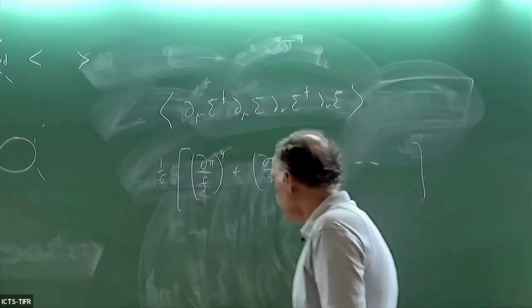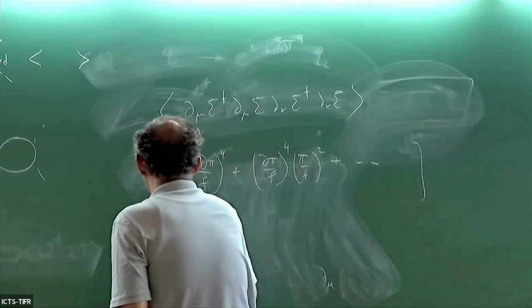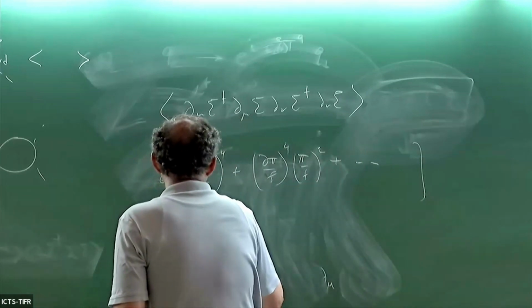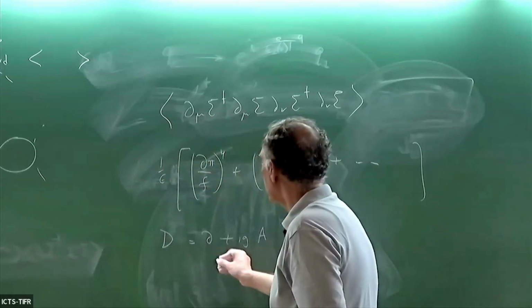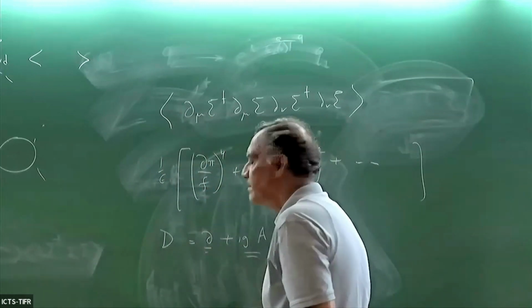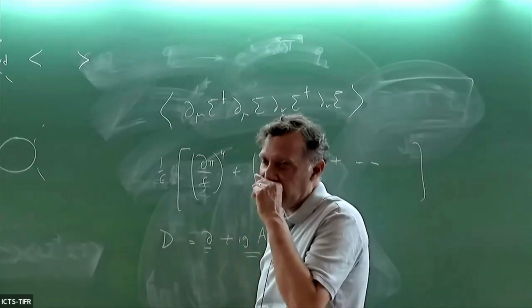And this is like in gauge theory where you have a covariant derivative, which is d plus I g A. You normally don't check that the anomalous dimension of the d part and the A part is the same. You can check it, but that's a lot of work.